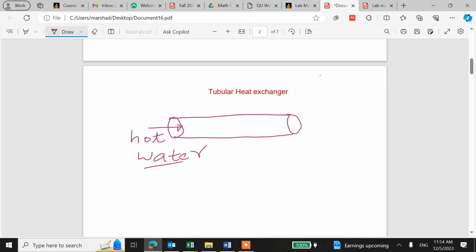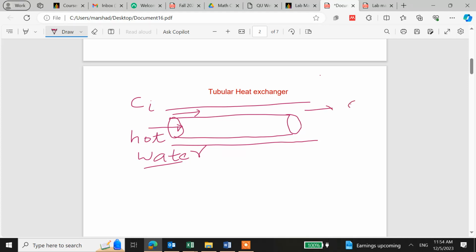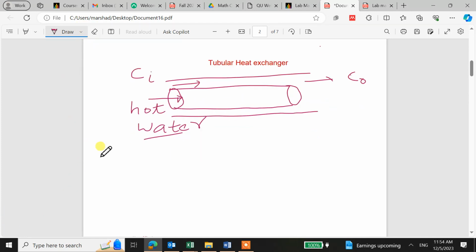In the outer tube we have cold water, right? So cold in, cold out. Okay, hot in, hot out. So temperature, then we can have co-current and counter current. This one you know, right?